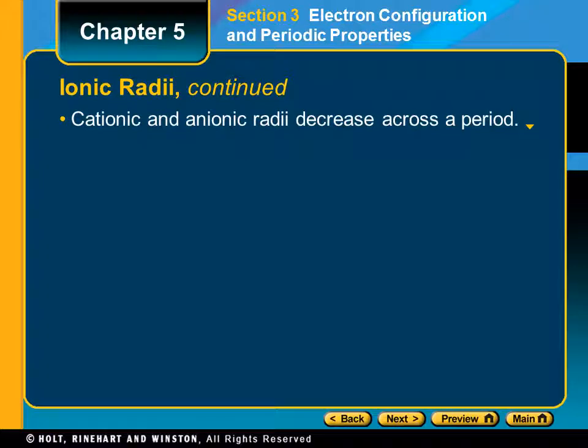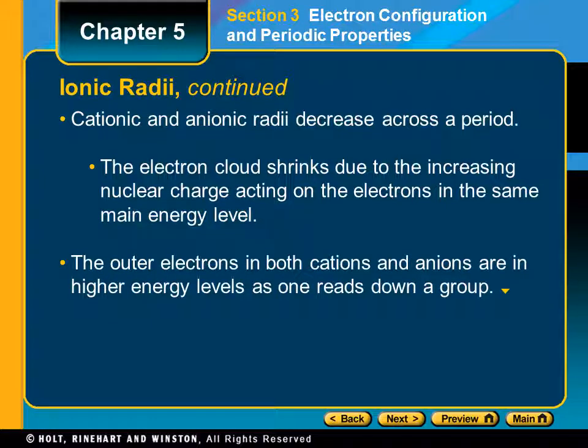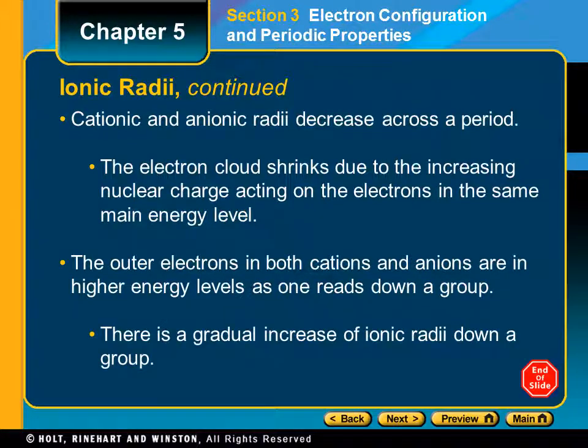Cationic and anionic radii decrease across a period. So the electron cloud shrinks due to increasing nuclear charge acting on the same main energy level. This is the same as we talked about before with atomic radii, guys. You move across the period, you're increasing positive charge. It pulls everything in closer together and tighter. The outer electrons of both cations and anions are in higher energy levels as one reads down a group. There is a gradual increase of ionic radii down a group.